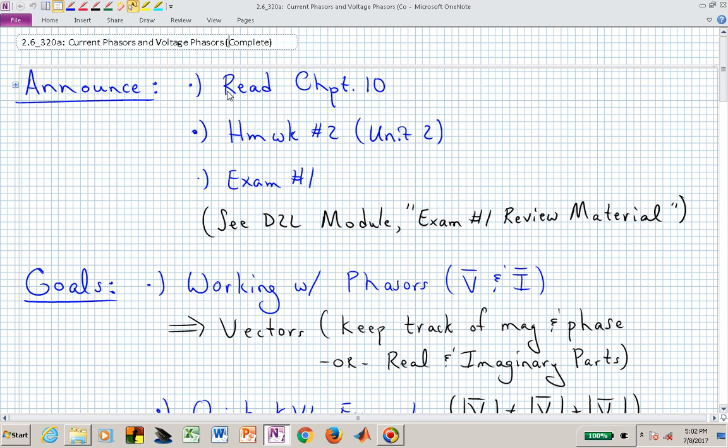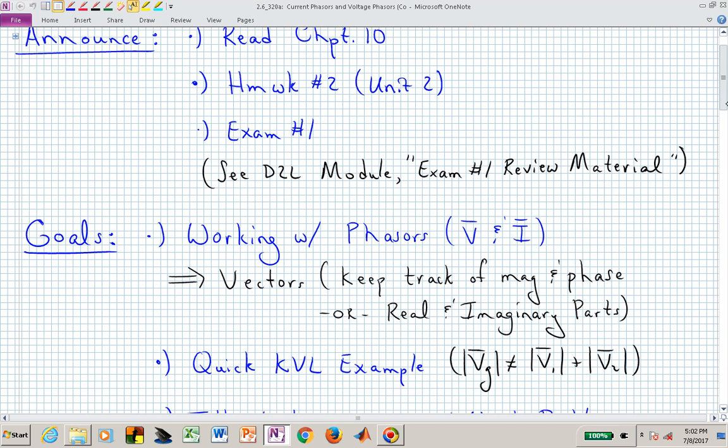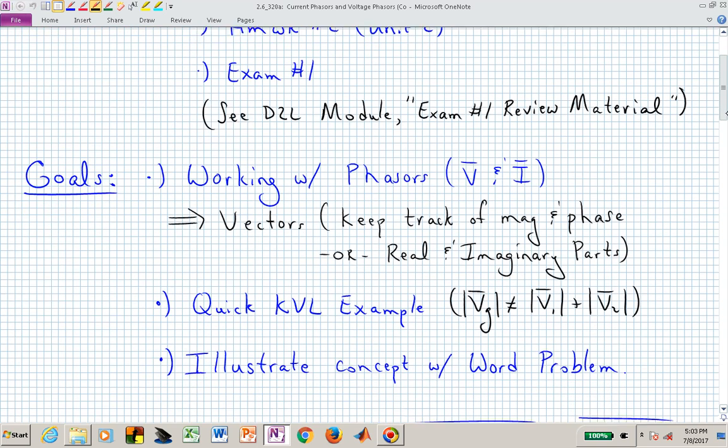We're in Unit 2 still. This is Video 6. Homework 2 is due. We're still completing our reading in Chapter 10, and exam number 1 is coming up at the end of Units 1 and 2, and you have some review material available to practice some previous exams.